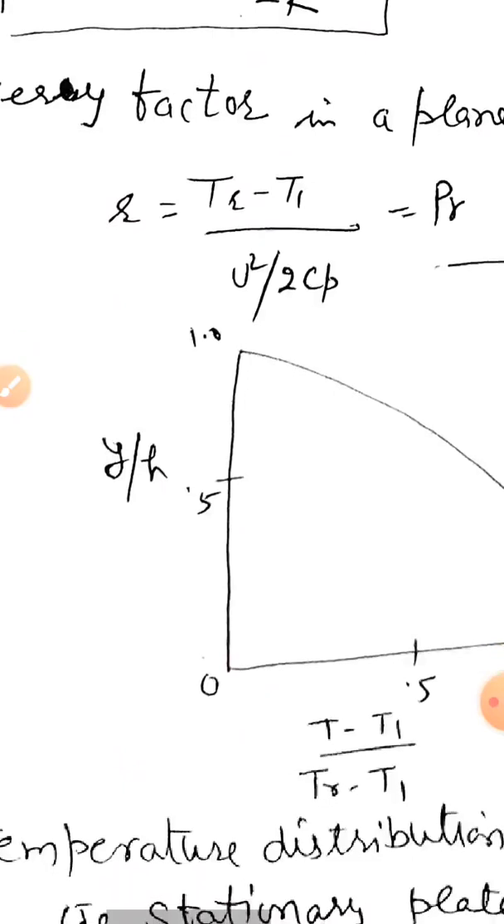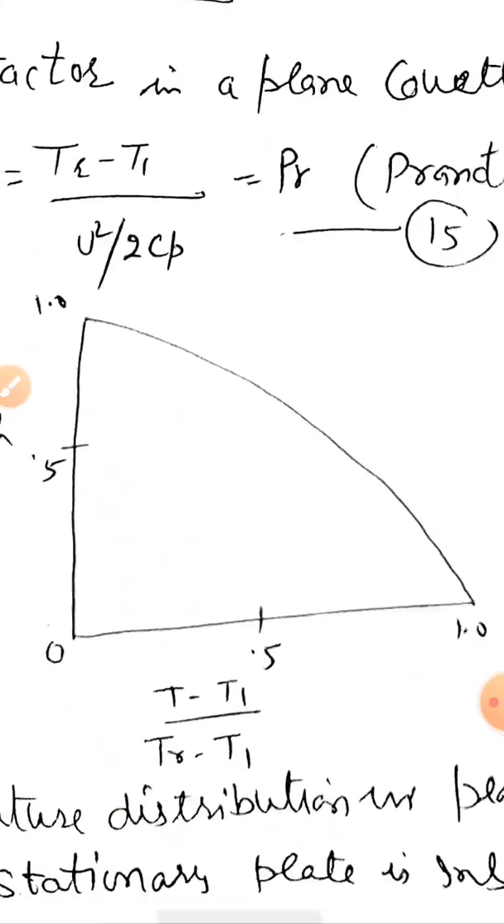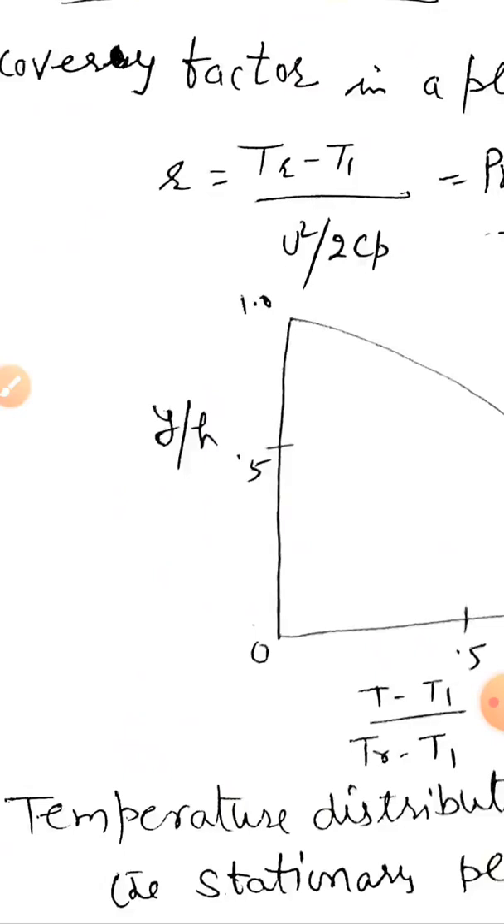And this figure 4 is the temperature distribution in plane Couette flow when the stationary plate is insulated. In the x direction is T minus T1 upon Tr minus T1, and in the y direction is y by h. So these are the cases of temperature distribution in plane Couette flow when the upper plate temperature is different, when the temperature is the same, and when we assume an adiabatic wall. Thank you.